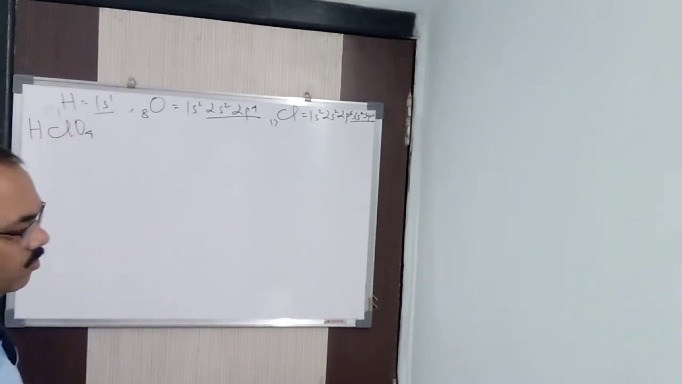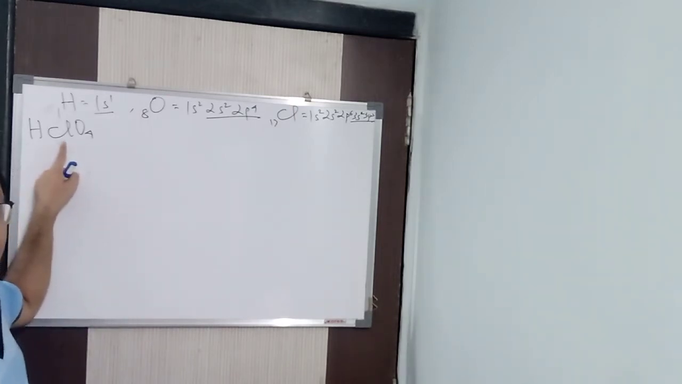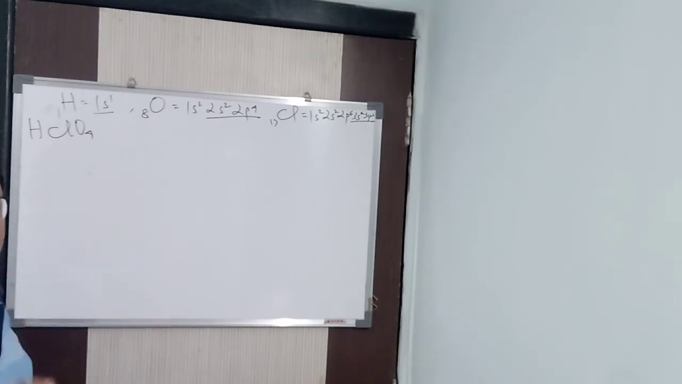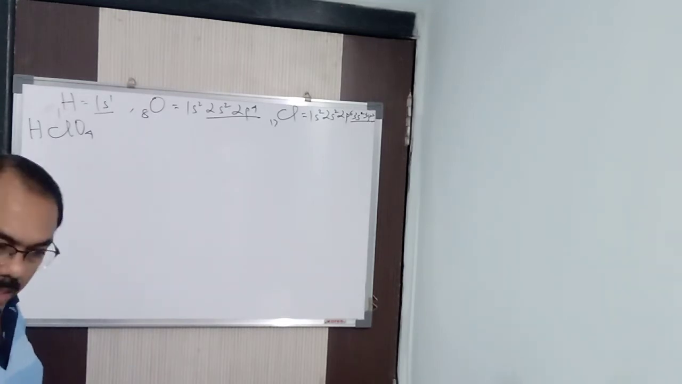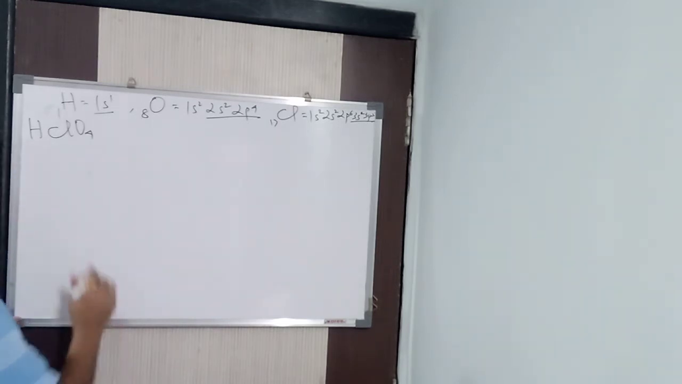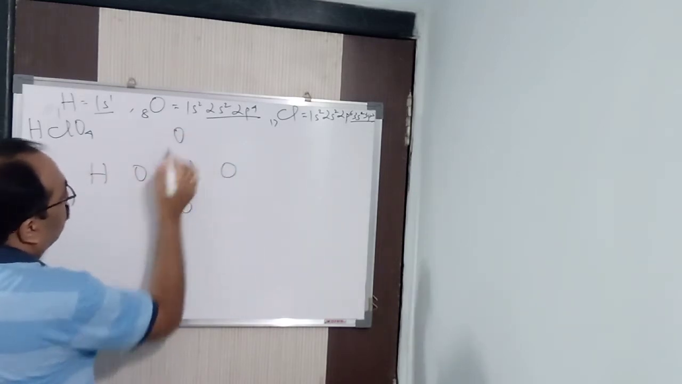Now, in case of HClO4, I have already said that if a particular compound has a central atom along with oxygen and hydrogen, then oxygen forms one bond with the central atom and another bond with hydrogen. As many hydrogen and oxygen atoms as there are, that many bonds will form in this way. One bond of oxygen will be with the central atom and the other bond with the hydrogen atom. So we arrange it in this manner: HOCl, O and O.